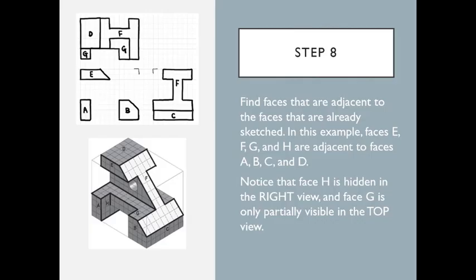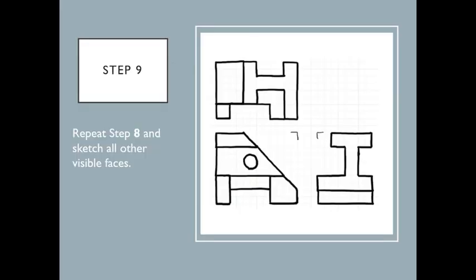Once all surfaces that are on the bounding boxes are sketched, find the surfaces that are adjacent to the surfaces that are already sketched. In this case, surfaces E, F, G, and H are adjacent to faces A, B, C, and D. Because these surfaces are adjacent to already sketched faces, it'll be easier to locate them and sketch the faces. Repeat the process and sketch all surfaces.